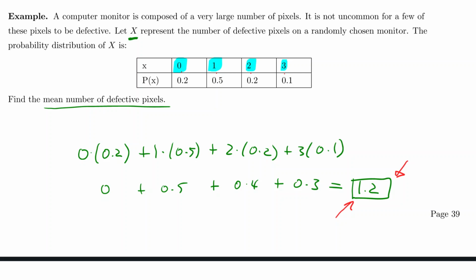So if we pick 10 computers, we can expect to have a total of 12 defective pixels. If we select 100 computers, we could expect to have a total of 120 defective pixels. That's what this number means. So we're finding essentially a mean value in the context of a probability distribution. But because each variable has a different probability, we can also think there's a different weight. That's why we multiply them and then add all of them.